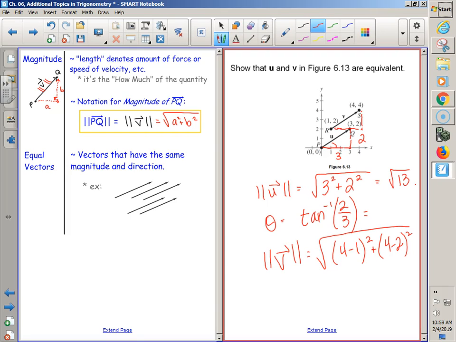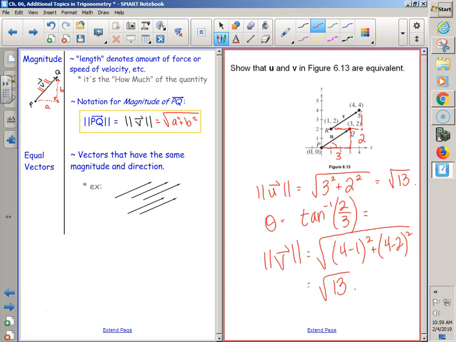It's where it comes from. A couple times this year. What ends up happening when you do 4 minus 1? How about 4 minus 2? 2. Oh my goodness. Lengths are the exact same. So far so good. The magnitudes match.